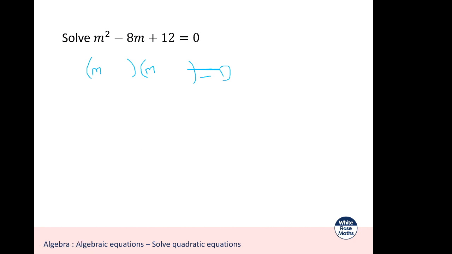Okay. And now I want two numbers that add to make minus 8 and multiply to make 12. So I want the factors of the end number.